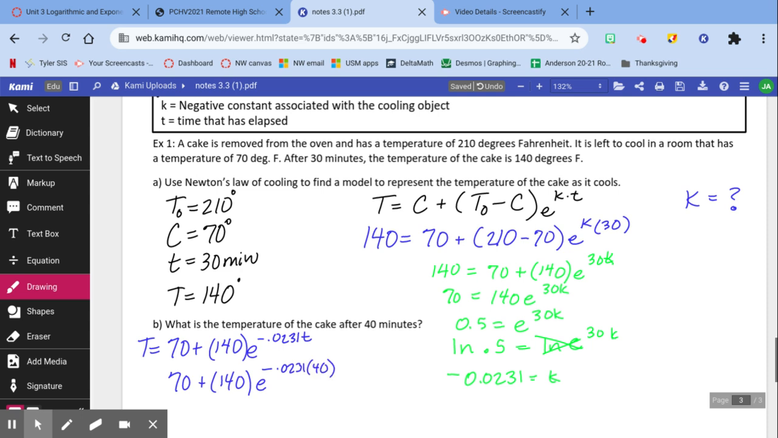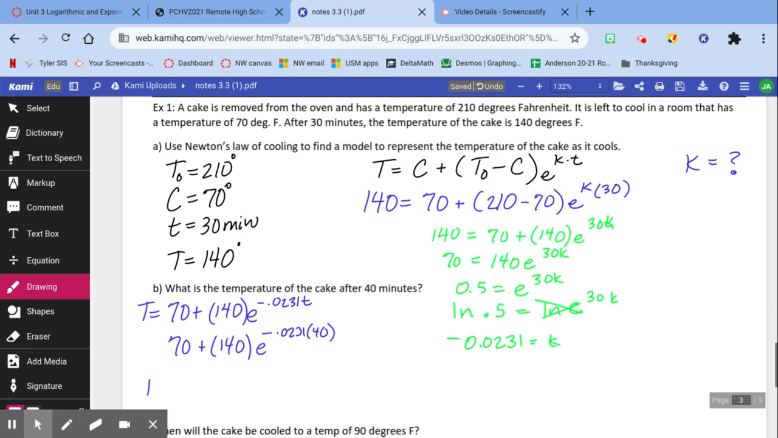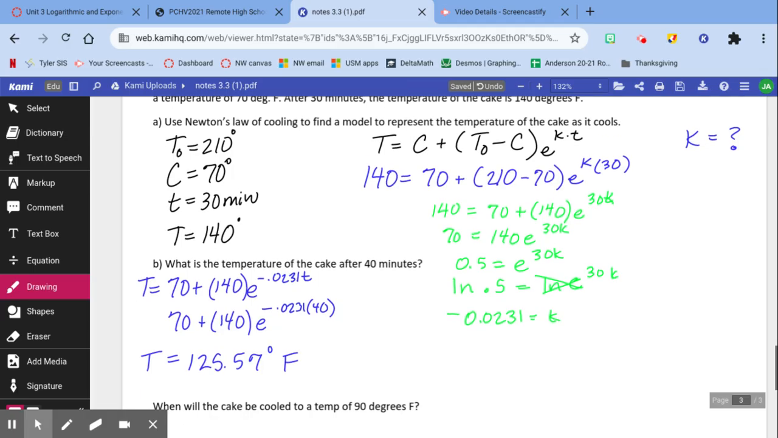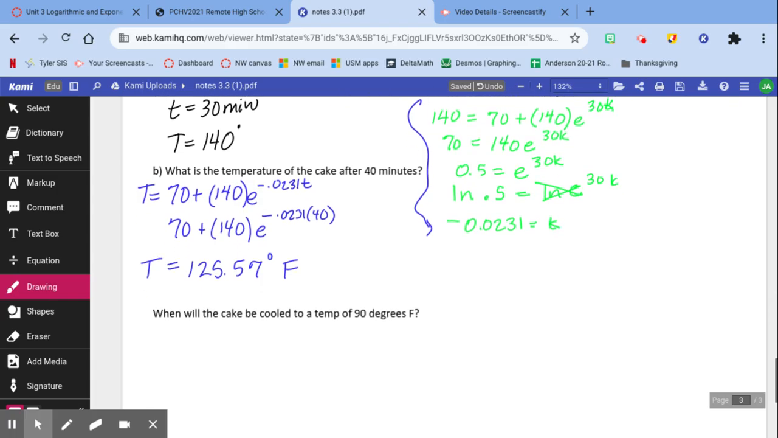So after 40 minutes, we can plug in 40. And we can use our calculator or Desmos to calculate the temperature. I'll plug all of that back in, and the temperature is going to be 125.57 degrees Fahrenheit. So what we're going to do is create the equation, solve for K, use K to plug back into the equation to find the number that we want.